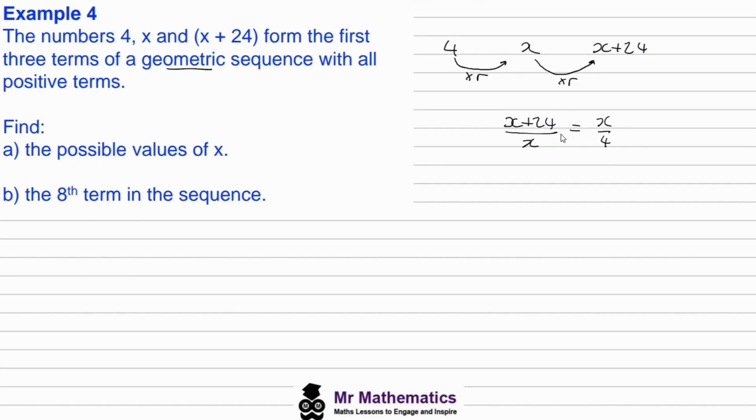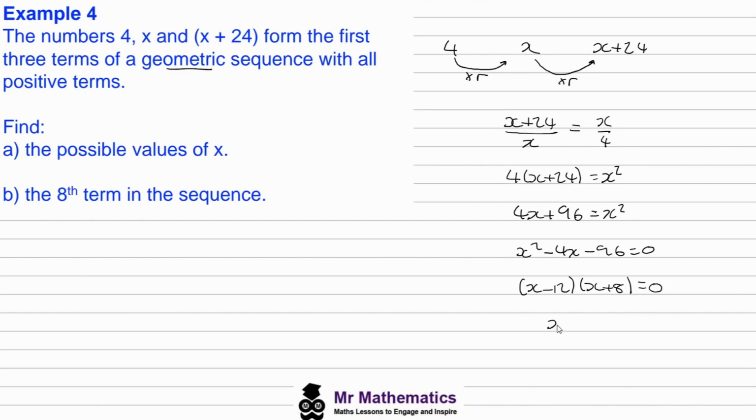We can solve this equation by multiplying both sides by x to move this to here, and by multiplying both sides by 4 to move this one up to here. So now we get 4 lots of x plus 24 will equal x squared. We can expand out this bracket. We get 4x plus 96 is equal to x squared. And then we can make the quadratic equal 0. So x squared minus 4x minus the 96 will equal 0. And we can factorize this quadratic to give us x minus 12 and x plus 8.